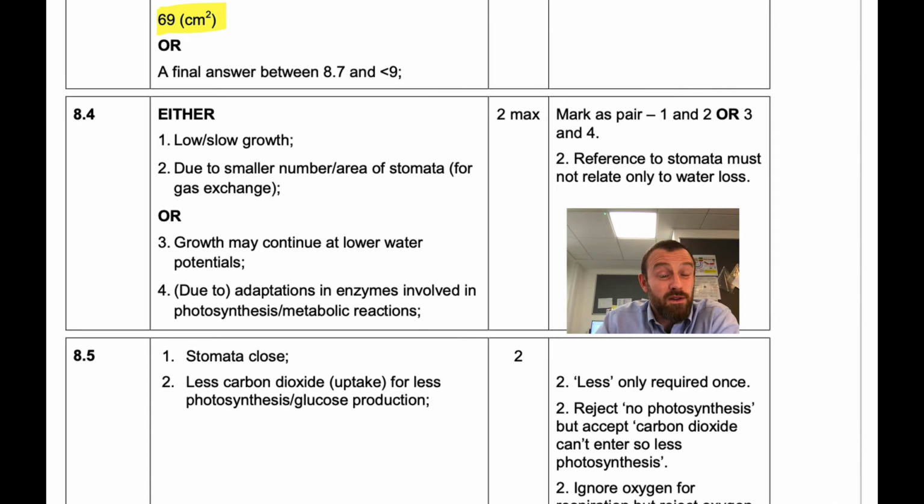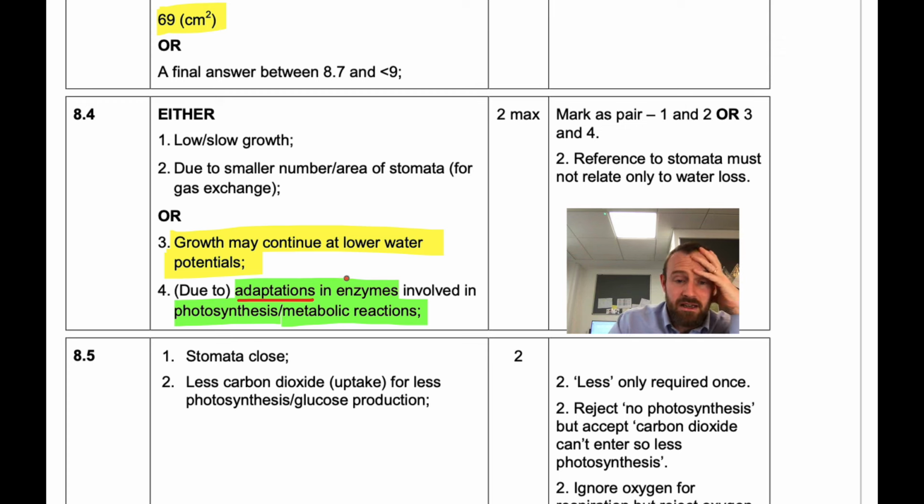I would have got 1 mark for that answer because I didn't explain it enough. Okay, so I would have got this mark. Growth may continue at lower water potentials. Speculating as to why. How would you speculate as to why? I said adaptations, but I think you would have to be specific. So adaptation in enzymes, or adaptations in photosynthesis, or adaptations in metabolic reactions. Probably enzymes would be the easiest thing to remember. So if you are talking about general adaptations and you're trying to make it more specific, say adaptation in enzymes. That could apply to lots of different adaptations, I guess.